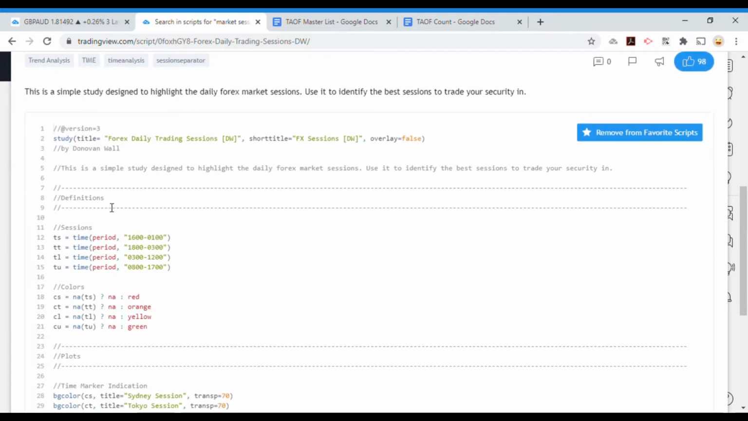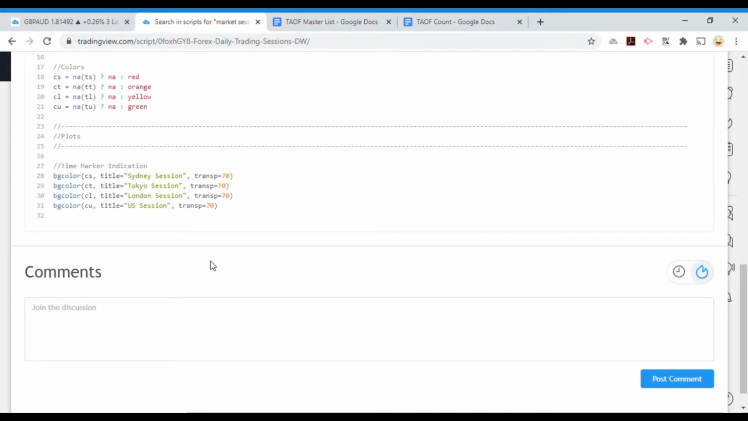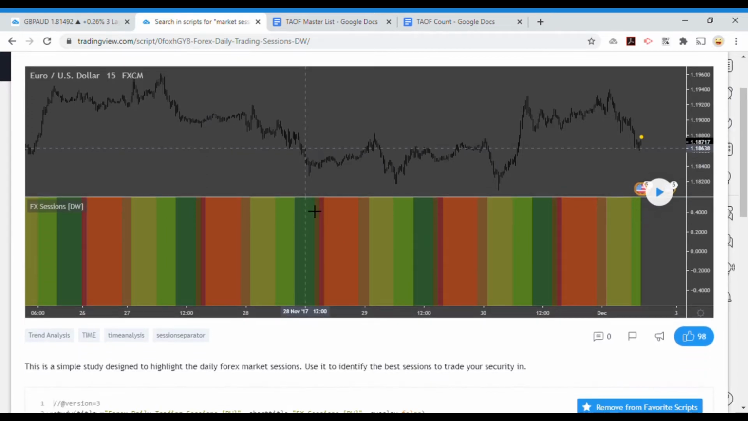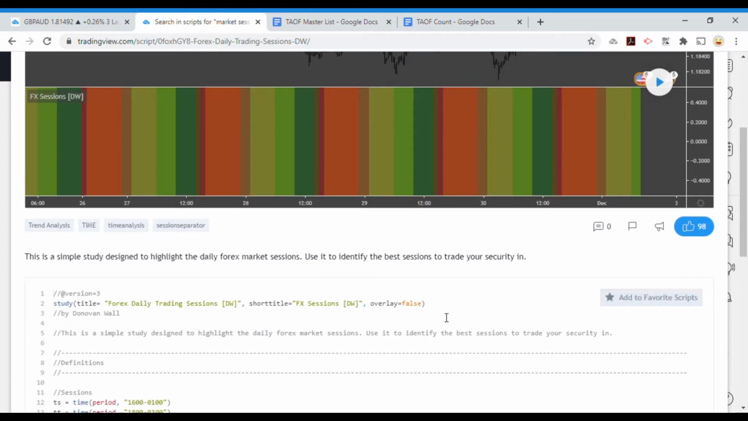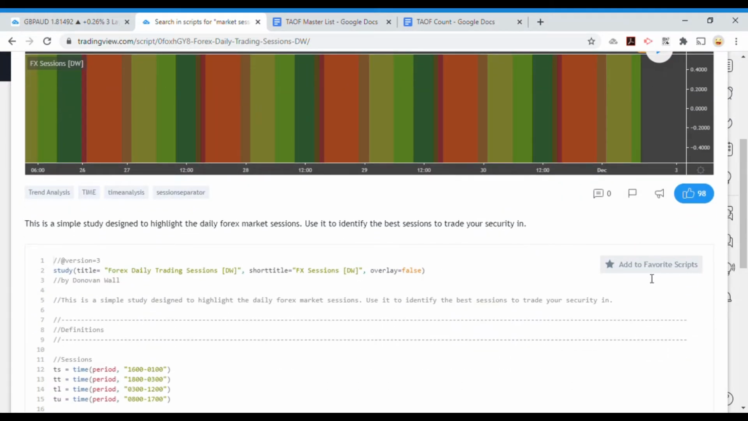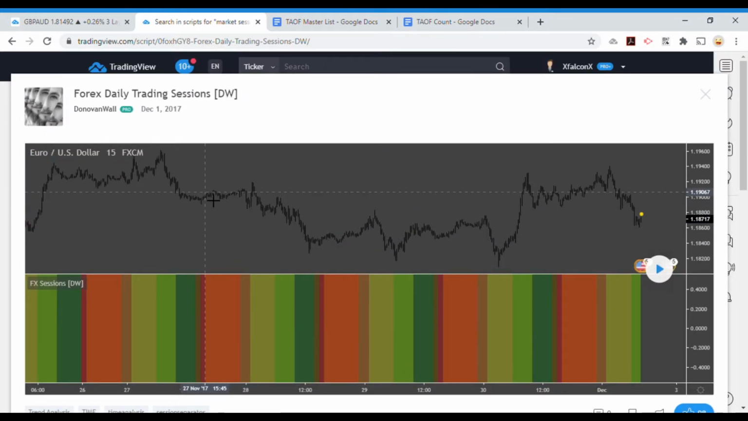This is an indicator that this particular member has coded out for us and has given the general public access to. Now, what you would normally see if you have not already added this script to your list of indicators is a box right here that says add to favorite scripts. And so what you would do is scroll down and click on this.